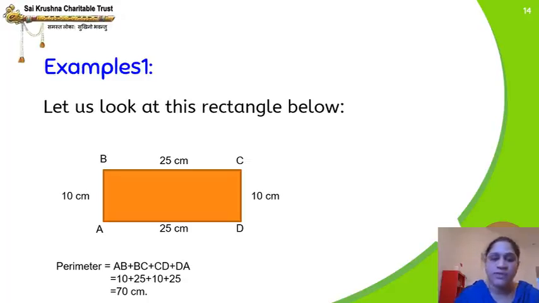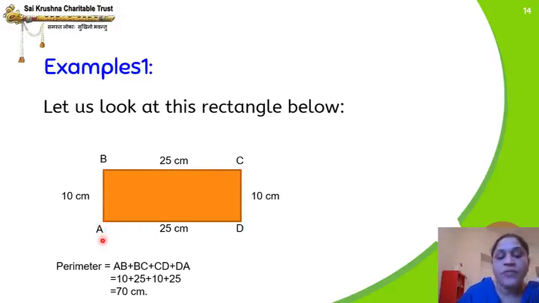So let us look at this rectangle below. You know a rectangle has 4 sides, it has a length and a breadth. So now how to find the perimeter? When you look at this rectangle, you see AB is 10 centimeters, BC is 25, CD is 10 and DA is 25. So a perimeter is nothing but the distance covered, from A to B, then C, then D, then again to A.